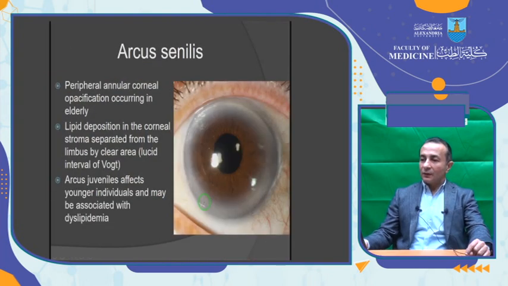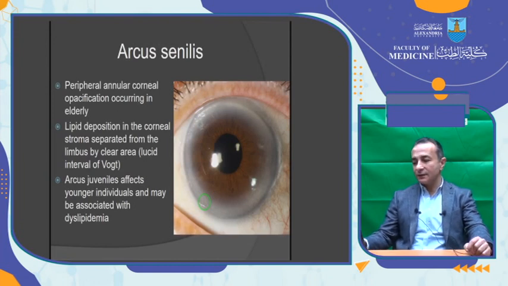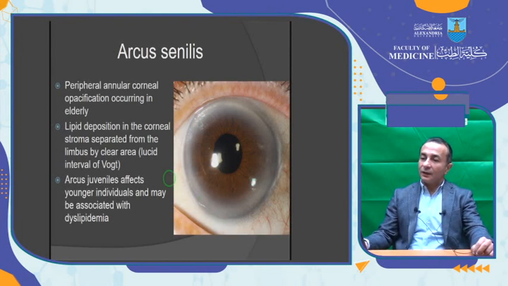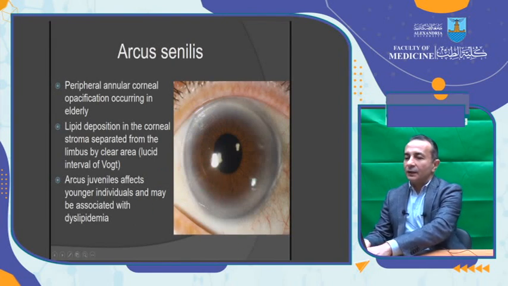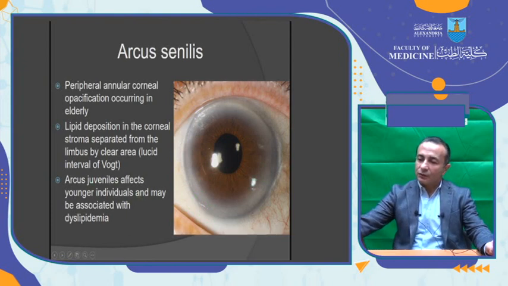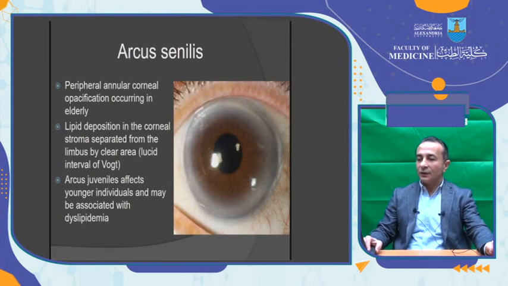So now we finished about keratoconus. We will discuss some miscellaneous corneal diseases such as the arcus senilis. The arcus senilis is a peripheral annular corneal opacification occurring in elderly people. It is not considered a disease, but it is considered a sort of degeneration due to lipid deposition in the corneal stroma.